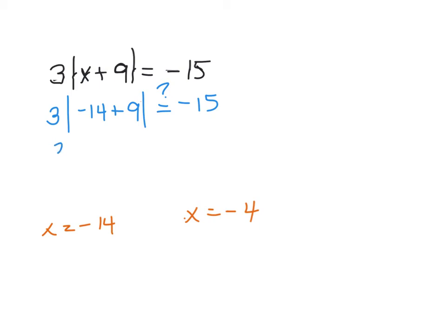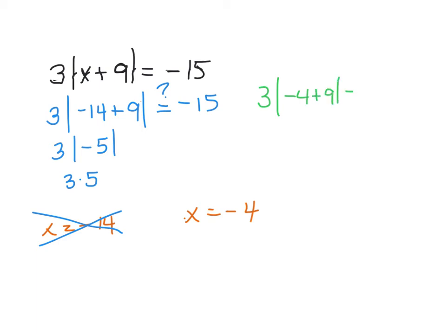Well, let's see. That's 3 times the absolute value of negative 5. But the absolute value of negative 5 is positive 5. And when I do 3 times 5, I do not get negative 15. Negative 14 is not a solution to this equation. Let me check that negative 4. If x is negative 4, I would do 3 times the absolute value of negative 4 plus 9, which should equal negative 15 if this is a solution.